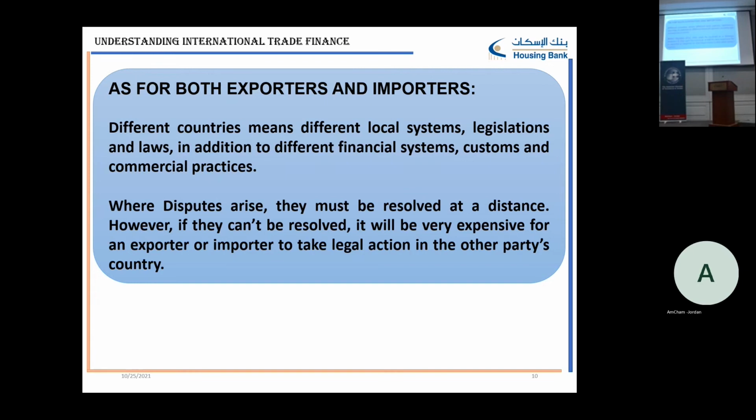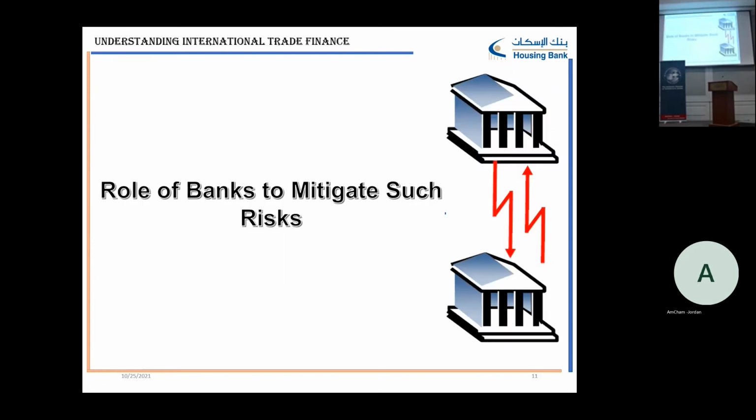Suppose that we have a dispute, an argument between us. Which law can we go to, the laws of the importer country or the laws of the exporting country? One of them must fly to another country to solve this issue. This is a high risk actually when the trade transaction is held between importers and exporters.